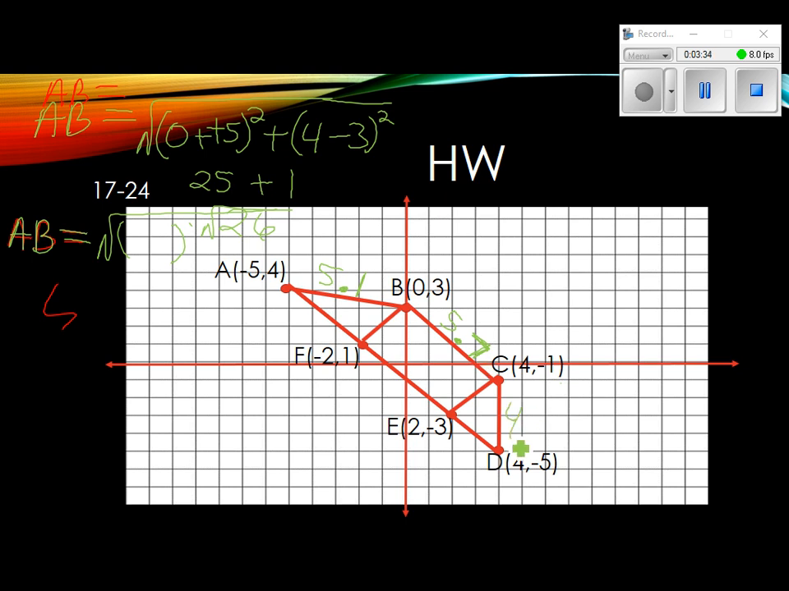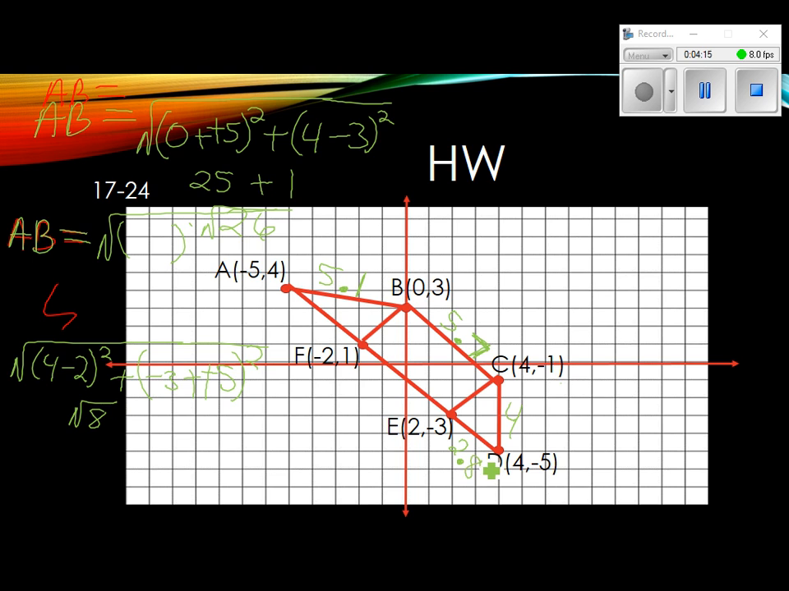Let's do this little one here, ED. If I set up the distance formula one more time, for this one we do 4 minus 2 squared plus our y is -3 minus -5 squared. Change that to a positive. 4 minus 2 is 2. 2 squared is 4. -3 and 5 is 2. 2 squared is 4. 4 plus 4 is 8. What's the square root of 8? 2.8. Close enough.